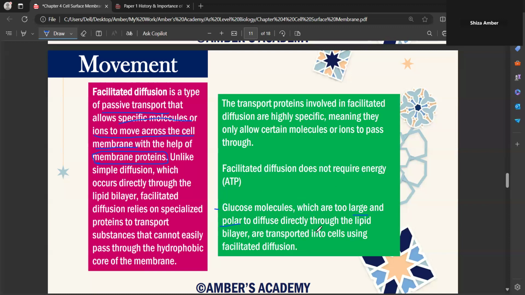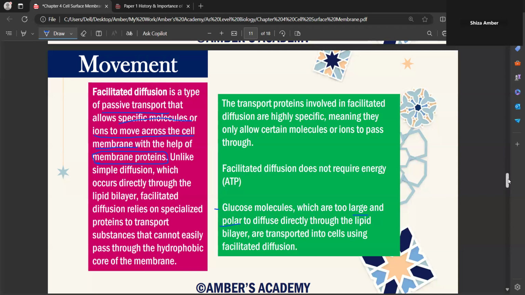So basically, facilitated diffusion allows specific molecules, such as those that could be large and polar. So large and polar molecules are diffused through the lipid bilayer only with the help of facilitated diffusion, because there is a separate channel for those molecules to pass.